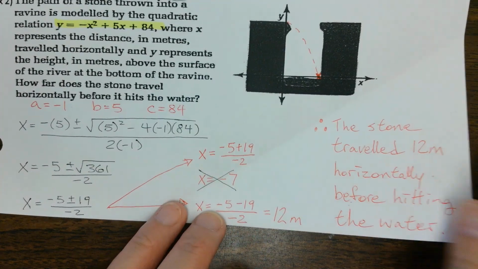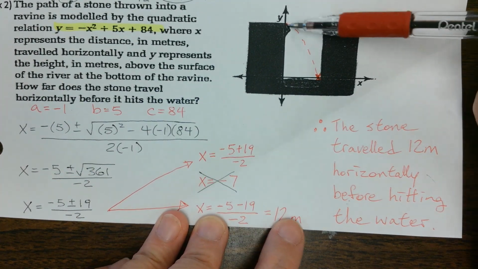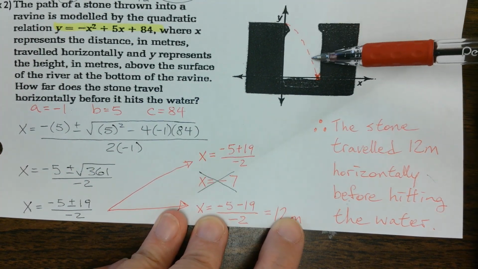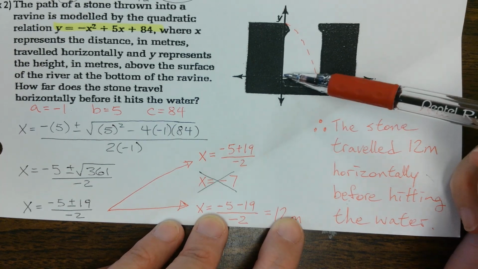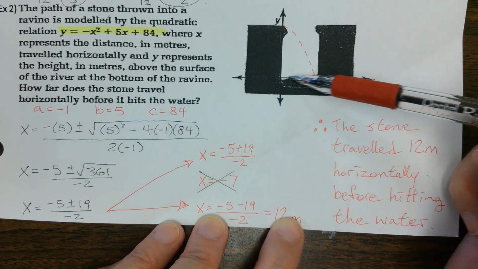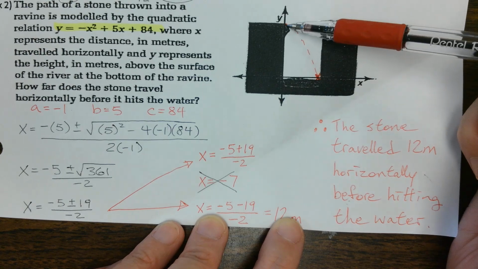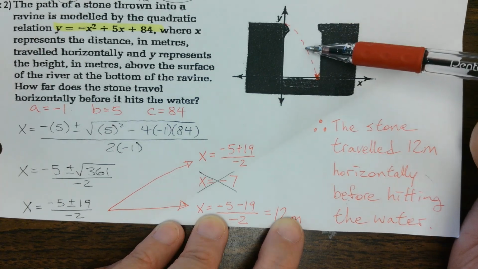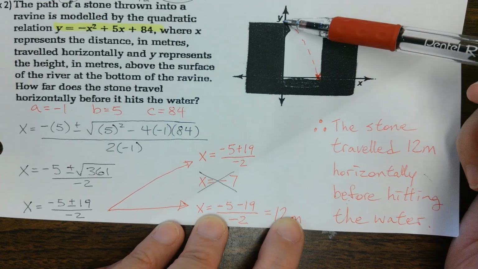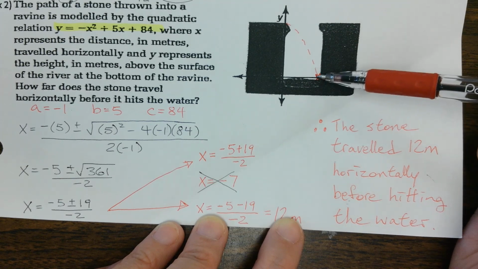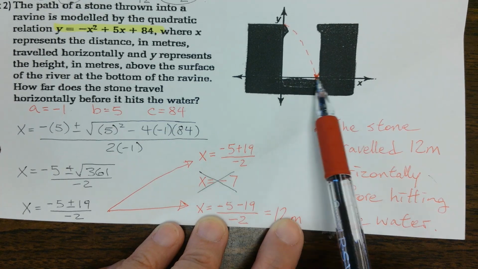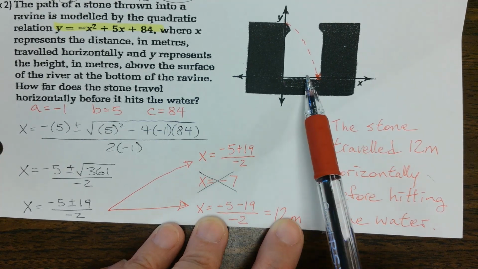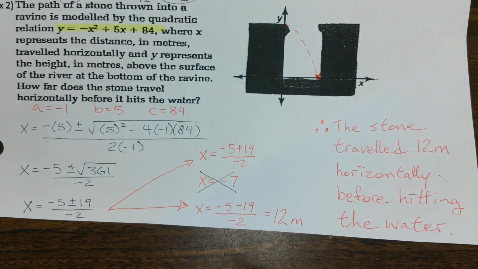Okay. Oh, sorry. Let me move this over. So it's not the path of the stone traveling 12 meters. It's the horizontal distance. In grade 10, you will not be able to find the distance of this curve yet. You'll find the distance of this curve in maybe grade 11 or 12. In grade 10, we only know how to find the horizontal distance this way. Okay?